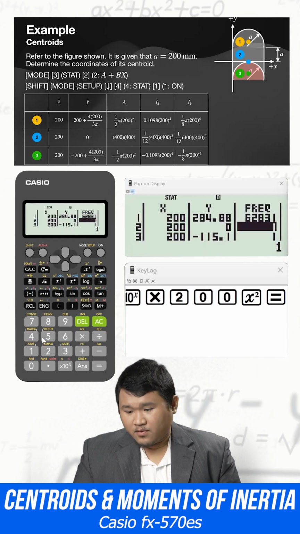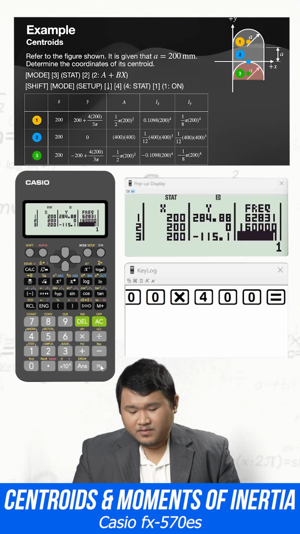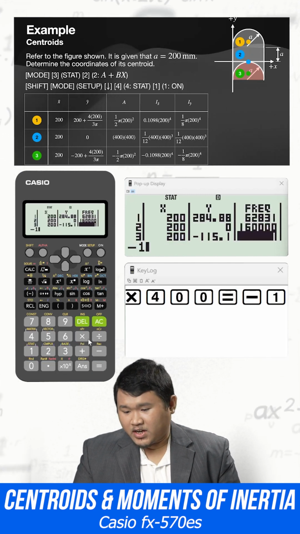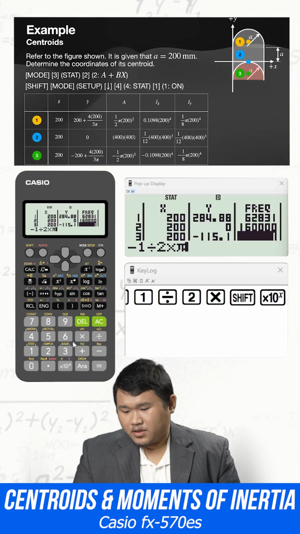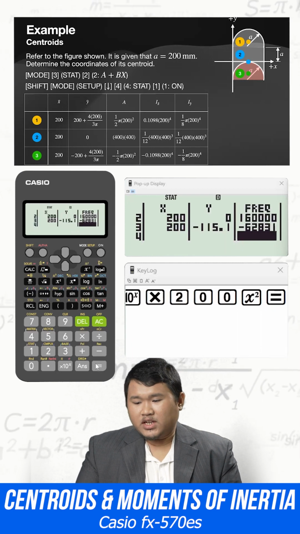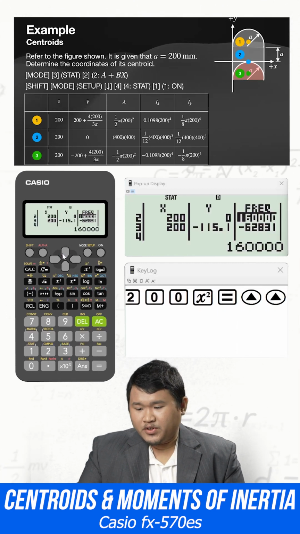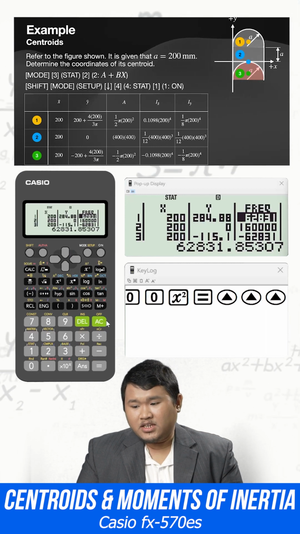And then 400 times 400. And then negative 1/2 pi times 200 squared equals. So now we have inputted the first 3 columns of the table. So now we will press AC.